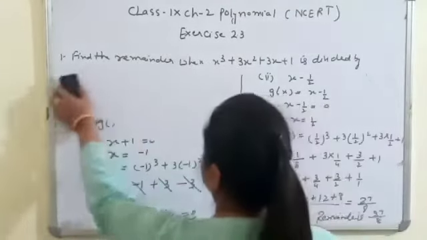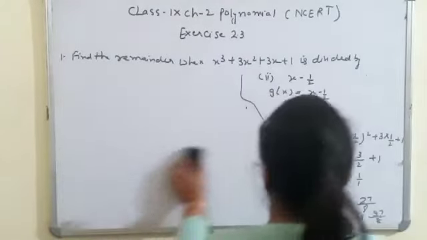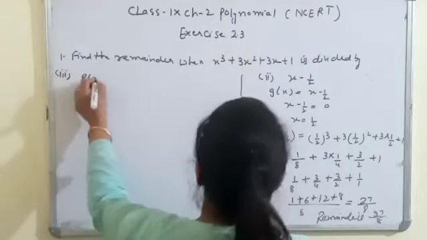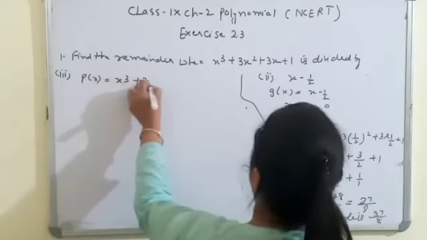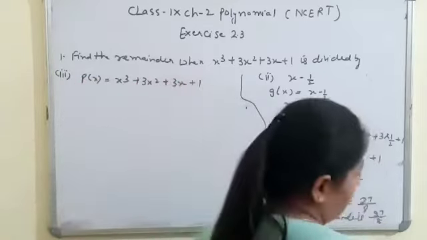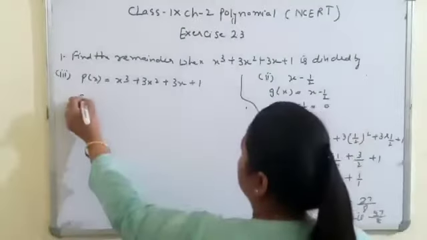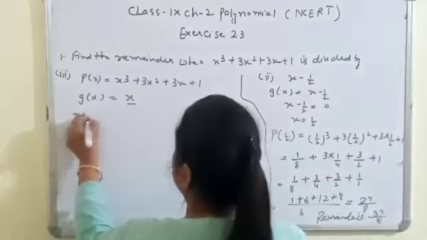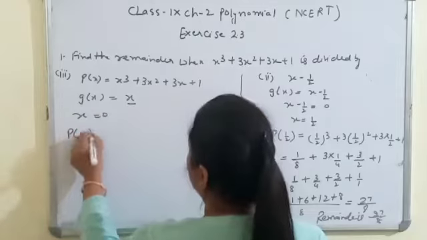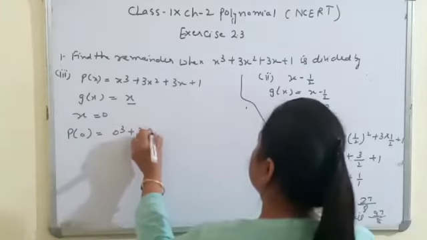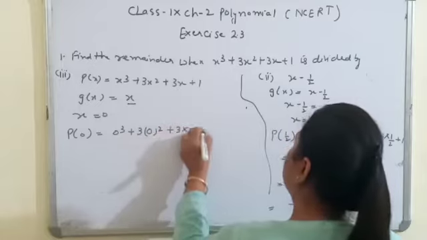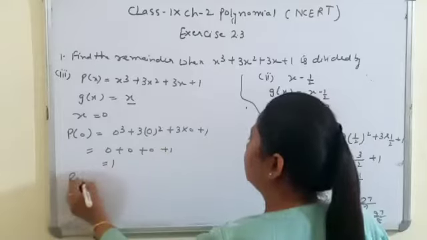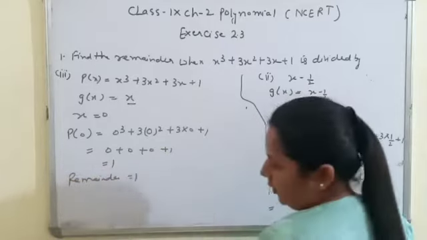Third part. For the third one, the polynomial is the same, x cube plus 3x square plus 3x plus 1. The divisor is x here, so what is the value? The zero of it is 0. We will substitute 0 in the given polynomial. So the remainder is 1.